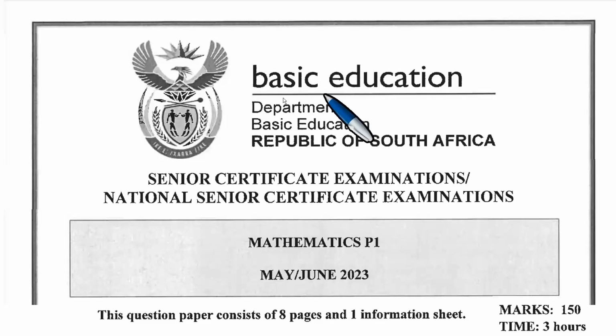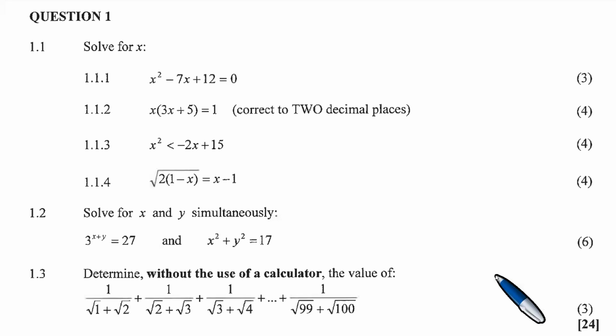Right. The Basic Education Department, Republic of South Africa, Mathematics Paper 1, May/June 2023. Marks 150 and the time 3 hours. Right, we're going to look at the first question. And the first question is very straightforward, but we're practicing with it.